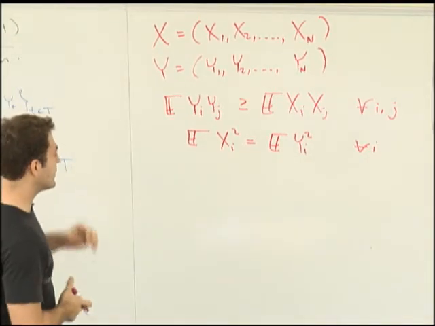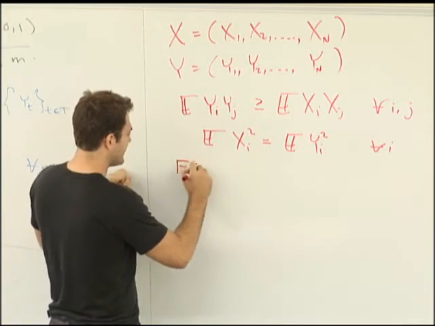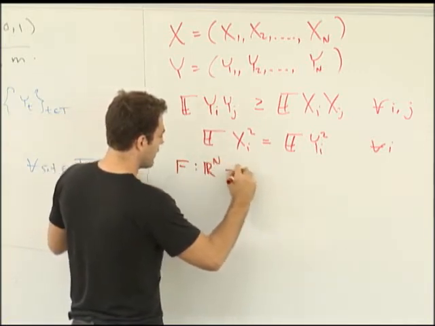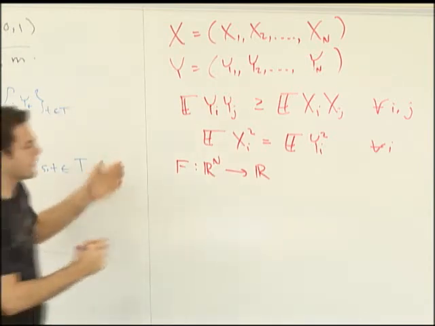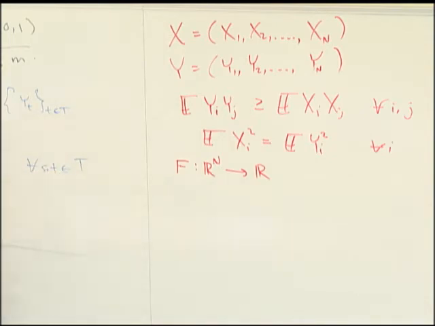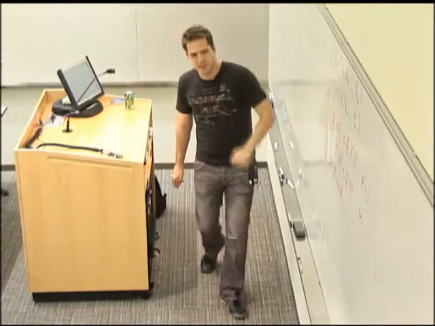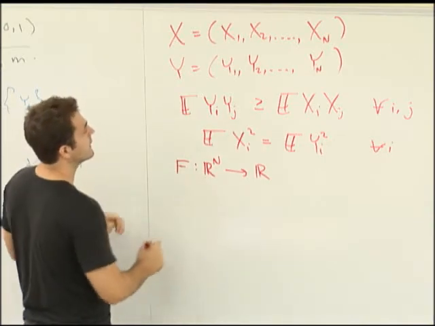Okay, so now let f just be some function from R^n to R. You should think about f being some arbitrary function, and then what we're going to do is the following. Let's define.